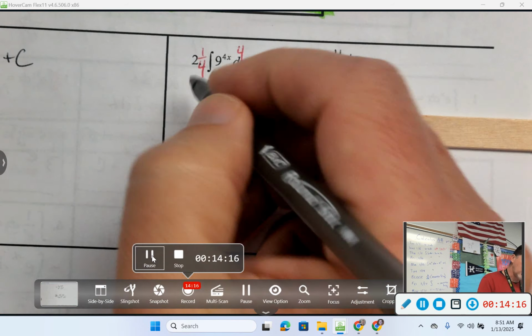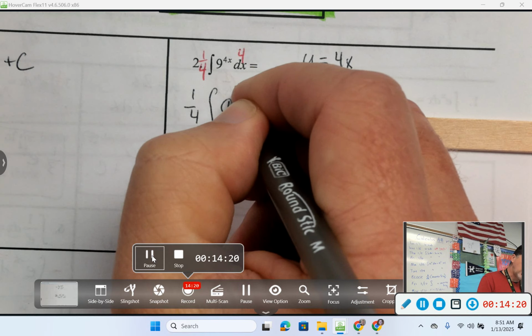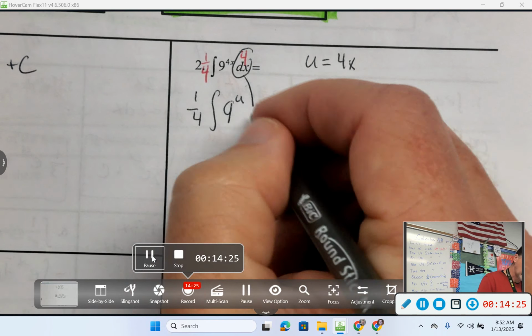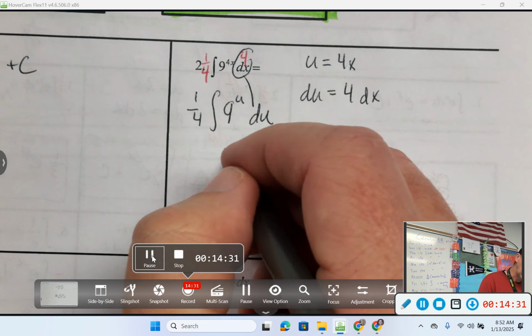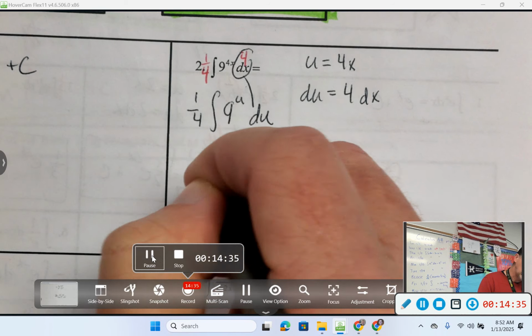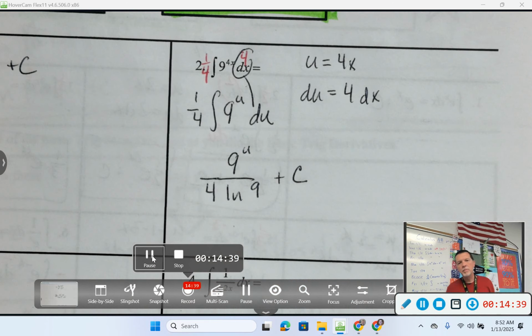Good. So 1/4 out front. We let 4x be u, and then 4 dx put together is du. And the antiderivative of 9 to the u is 9 to the u over natural log 9. We still have a 1/4 out there. Plus c. And again, you can plug the 4x in or not, whichever.